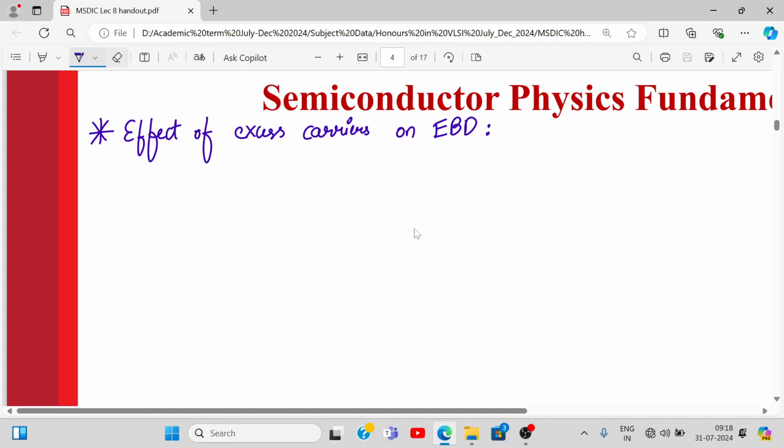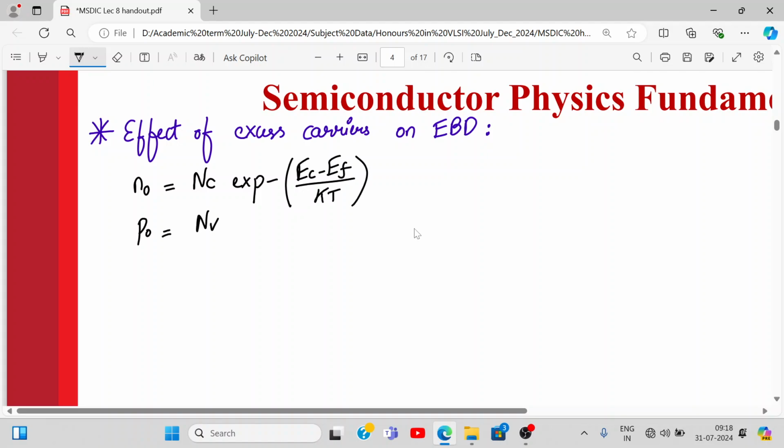Quickly tell me the formulas. Let's recap the formulas. N0 is equal to NC exponential of minus of (EC minus EF) upon KT. And what is P0? It is NV exponential of minus of (EF minus EV) upon KT. You know what NC and NV are? Effective density of states for conduction band and valence band. EF is the Fermi level, Fermi energy level. EC and EV are the conduction energy level and valence energy level.